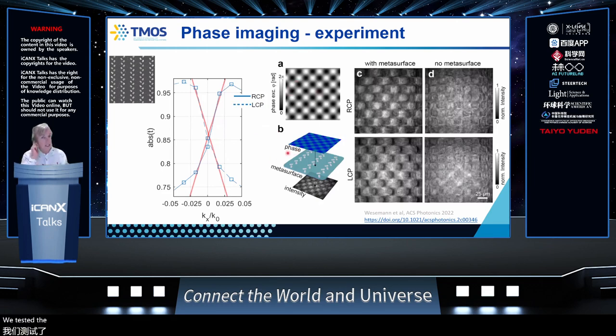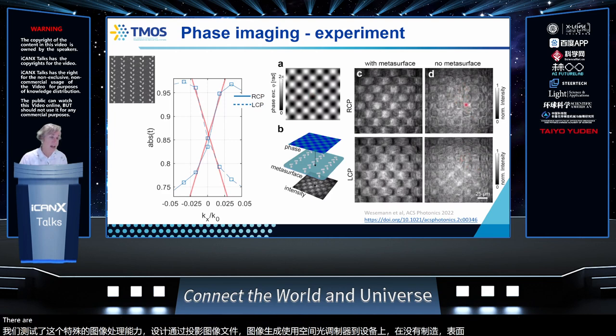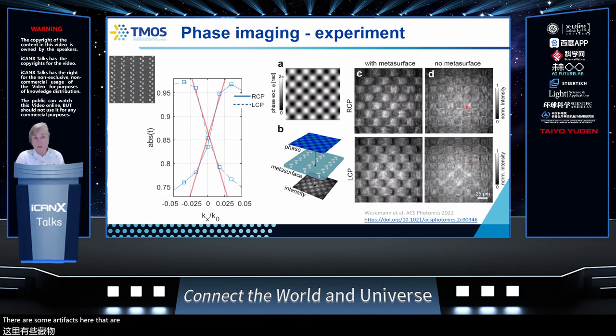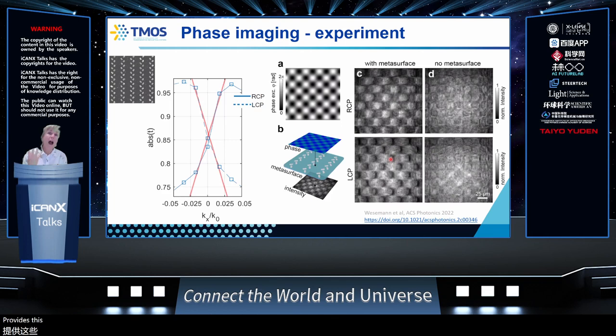We tested the image processing capability of this particular device by projecting a phase image generated using a spatial light modulator onto the device. In the absence of the metasurface, there are some artifacts here that are providing some contrast. However, including the metasurface significantly enhanced the contrast. And furthermore, we can reverse that contrast by changing the helicity of the incident light. And again, this is this pseudo 3D phase contrast that provides this powerful visualization of phase.